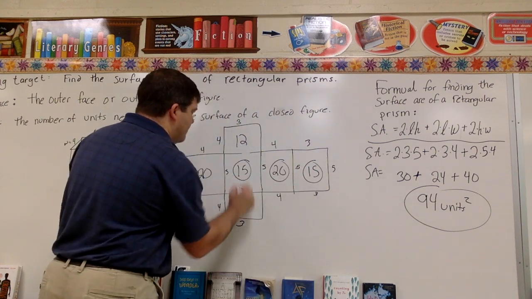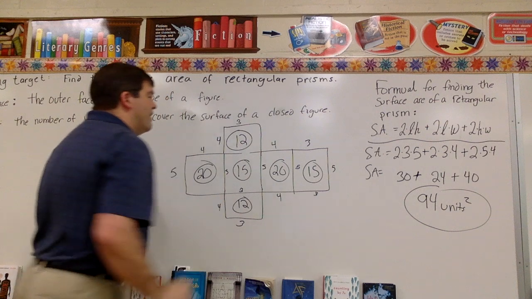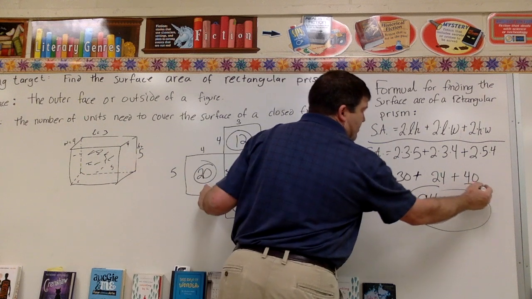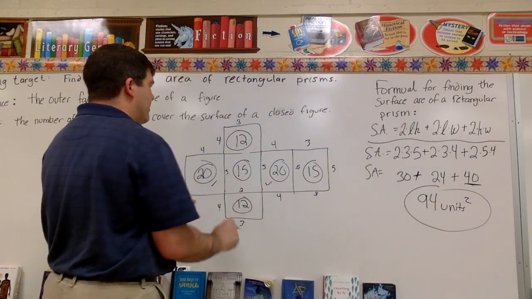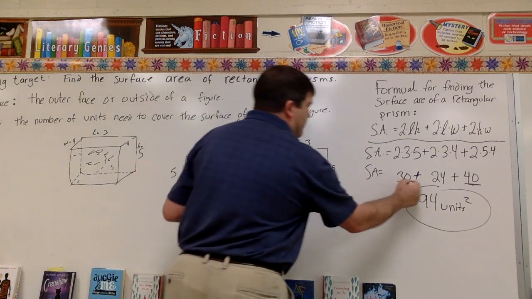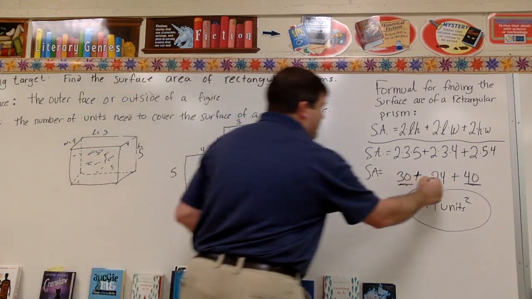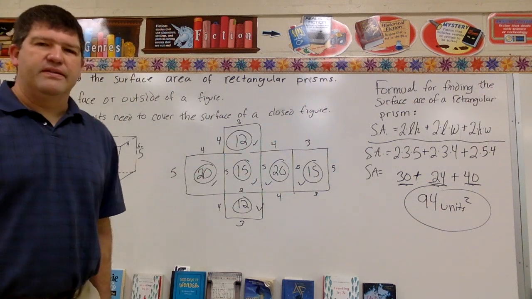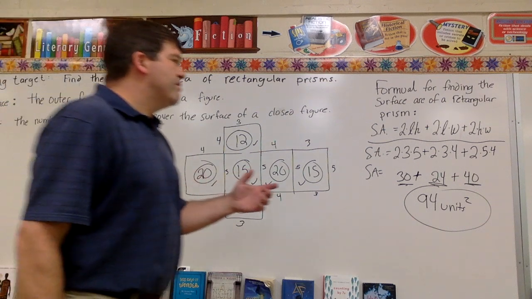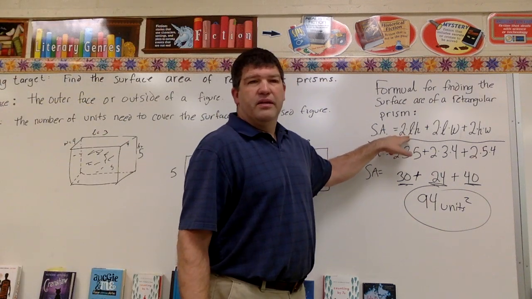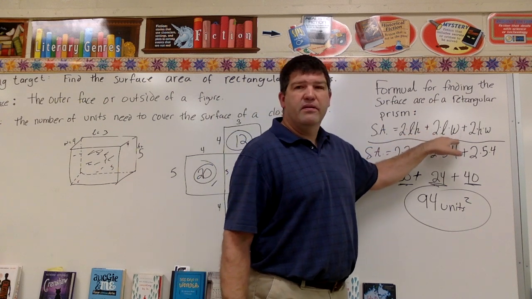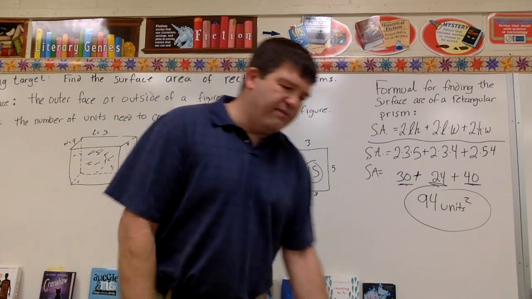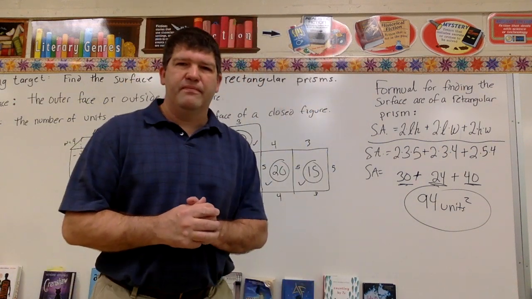Okay, so I have all the individual surface areas. And I should have 2 that are the same for each. This one's the same as this, so there's 40. 15 and 15 is 30. 12 and 12 is 24. So now you can see how you can get the individual ones and add them up, or you can use the formula 2 times your length times your height plus 2 times your length times your width plus 2 times your height times your width. And that's how you find the surface area of a prism.